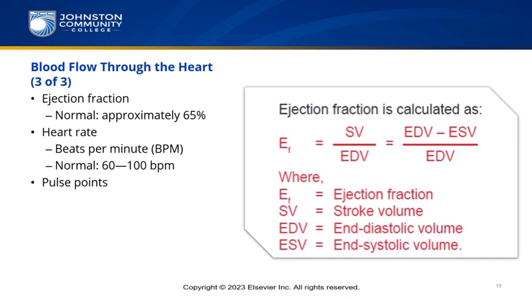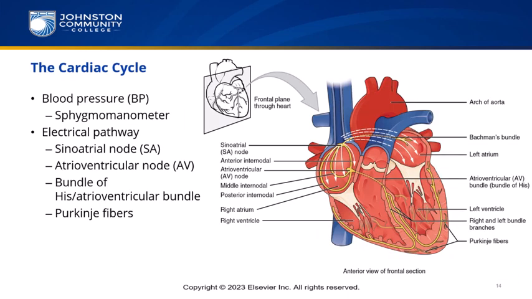The measure of the heart rate is calculated in beats per minute. Normal range is from 60 to 100 beats per minute. The areas of measurement around the body are pulse points. Now let's take a look at the cardiac cycle.